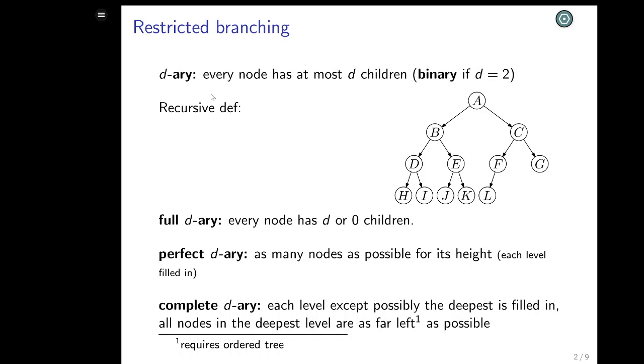So at least one definition is we have a root with d-ary trees as children.